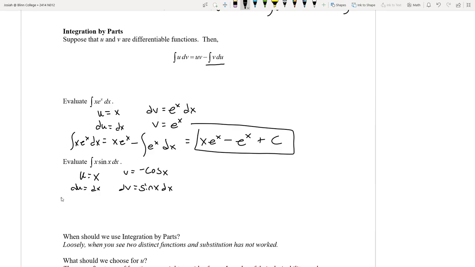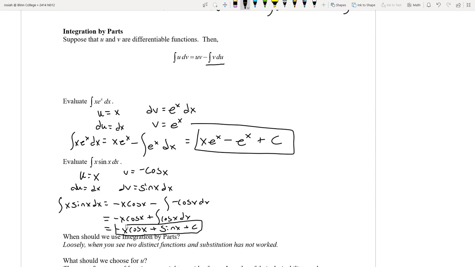All right, so our integral here will be equal to u times v, so negative x cosine of x, minus the integral v du, so negative cosine of x times dx. And so the negative on the inside and outside of those integrals will cancel. And so we get negative x cosine of x, and we integrate this guy, we get plus sine of x plus c. Always remember your plus c.